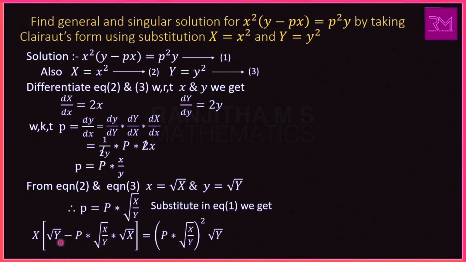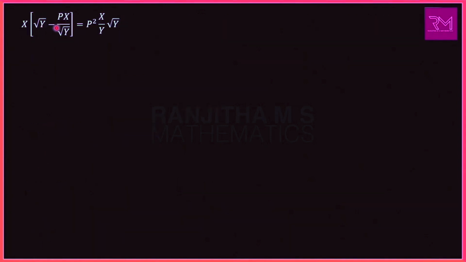Next step, here root y minus p into root x; root x into root x we can take as x itself and split the root. Here we get x into root y minus p into x, that is px, divided by root y, which is equal to p square into the square root of x by y whole square. Square and root get cancelled, remaining is x by y into root y.